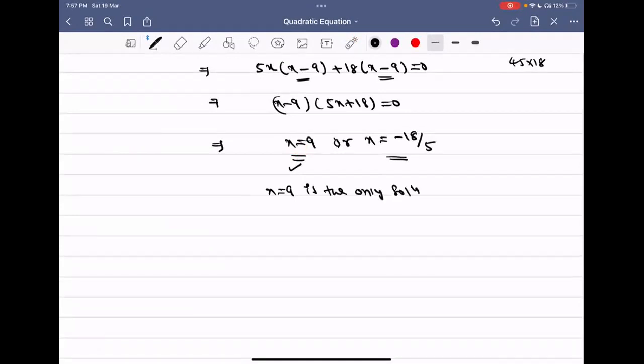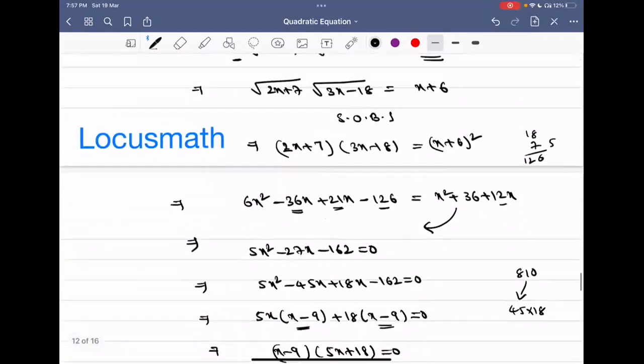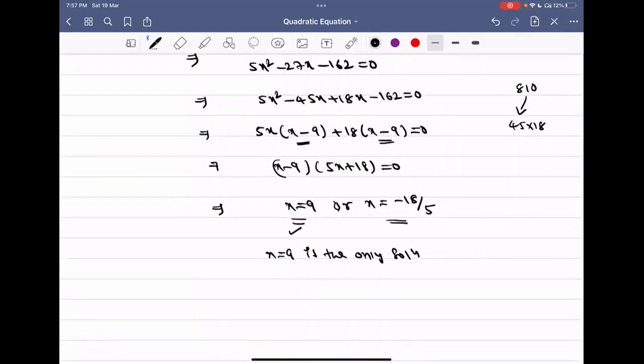I will not solve that one. The algebra part is lengthy. You check it out. Okay. So, x equal to 9 is the only solution. So, x equal to minus 18 by 5 is not a solution. So, this solution is called an extraneous solution. Why we got an extraneous solution?